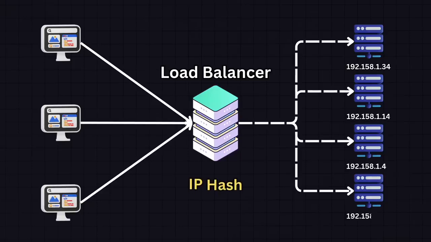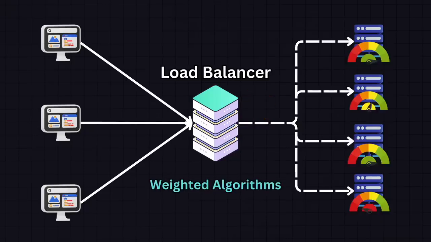Next algorithm is IP hashing, which determines which server receives the request based on the hash of the client's IP address. This ensures a client consistently connects to the same server, and it's useful for session persistence in applications where it's important that the client consistently connects to the same server. The variants of these methods can also be weighted, which brings us to the weighted algorithms.